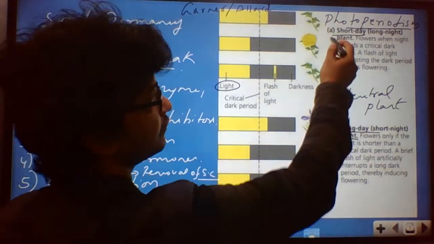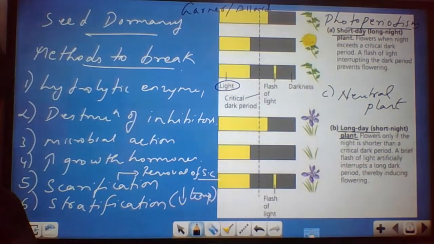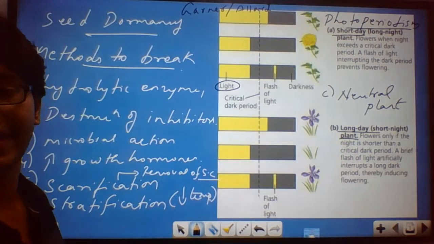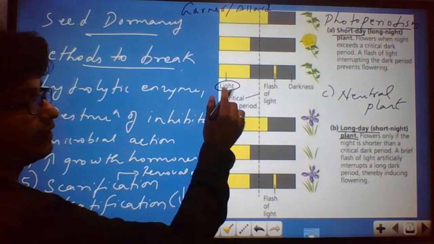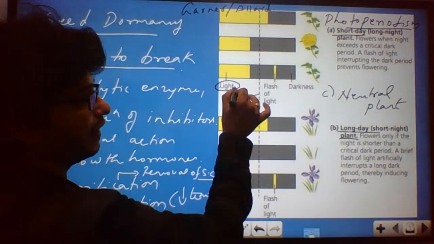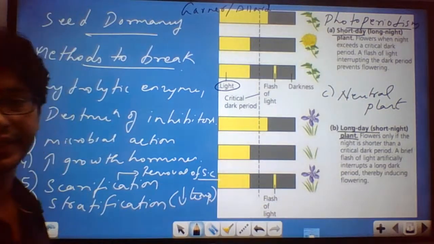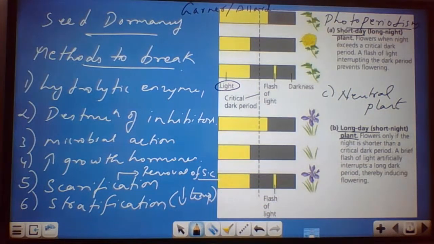Instead of short day plant, we can call it a no long night plant, because night or darkness is not a factor here. Since light is the factor, based on the light we categorize plants into short day plants and long day plants. And the third category we call a neutral plant.